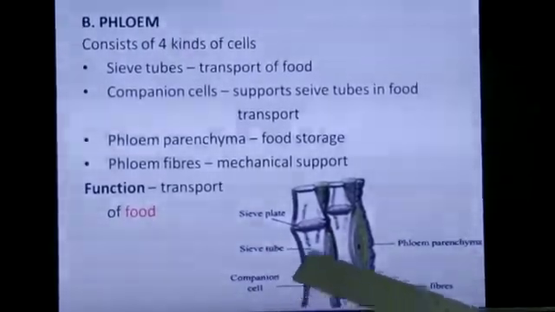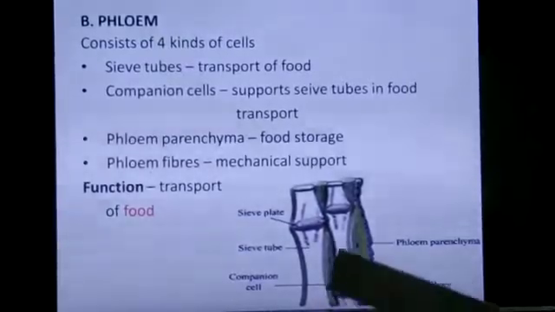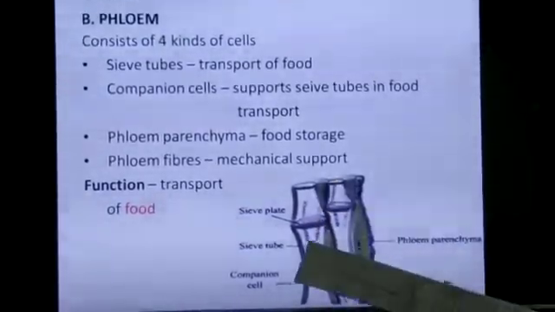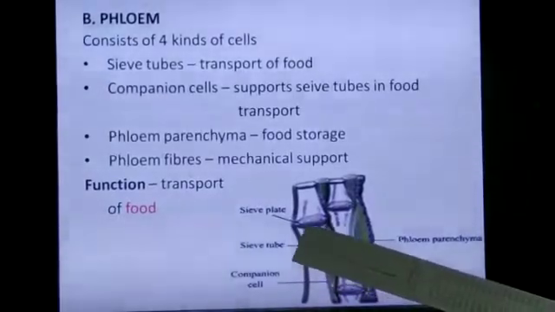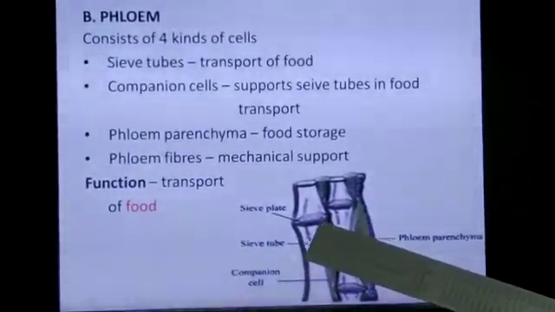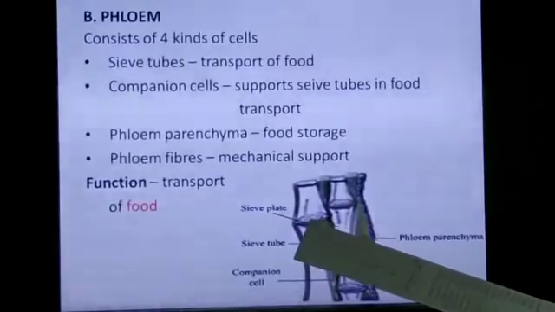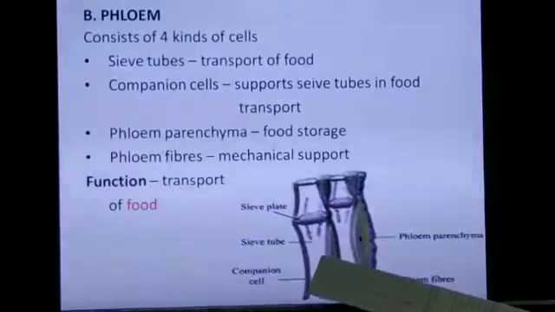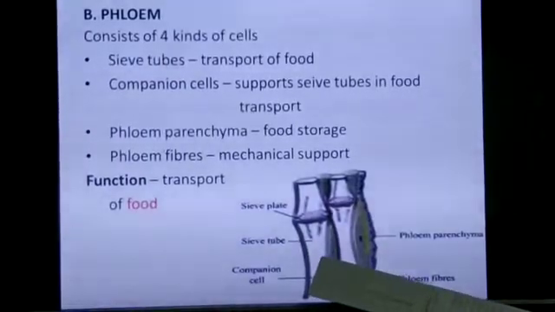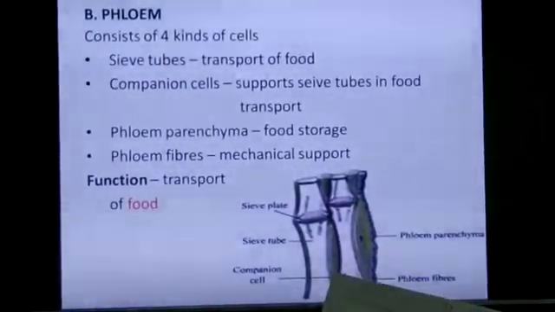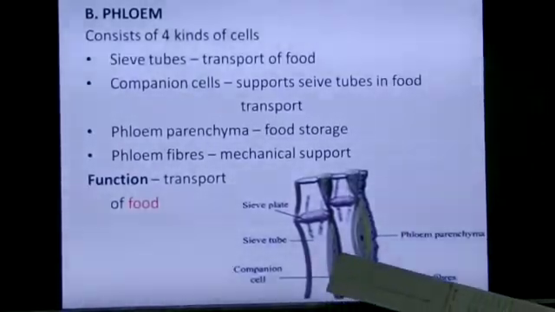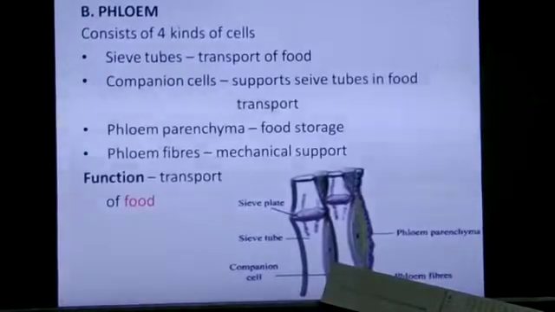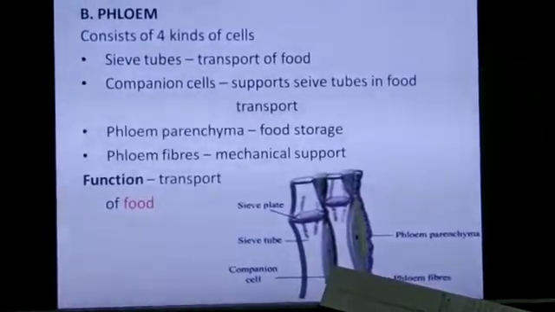Let's go through it. These are long elongated sieve tubes. These tubes are placed one above the other, and the ends of each tube have a sieve plate which is perforated. Perforated means they have many openings which makes them all continuous as one tube, and they help in transport of food. Companion cells are another kind of cell of phloem tissue which are associated with sieve tubes, and they give support to the sieve tubes in food transport.